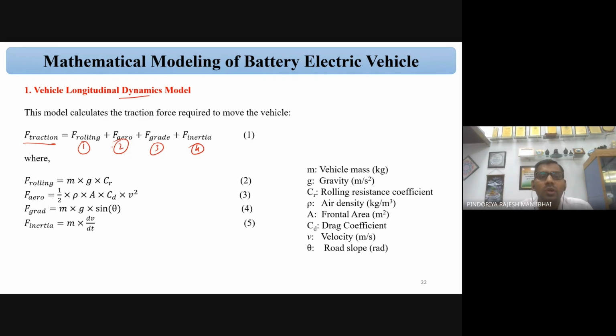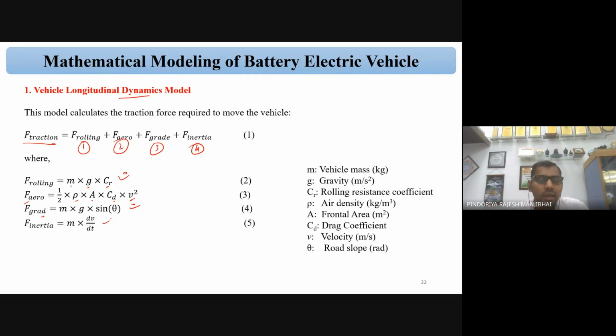In the previous class we already discussed the first, second, and third forces, and the fourth one is the inertia force, which is nothing but the overall inertia of the vehicle, otherwise you can say the speed into mass. So what is the rolling force? Rolling force is mg into Cr, where m is mass, g is gravitation, and Cr is the rolling coefficient. Aerodynamic force is 1/2 into rho into area into Cd, that is the drag coefficient, into velocity square. Gradient force is mg sin theta.